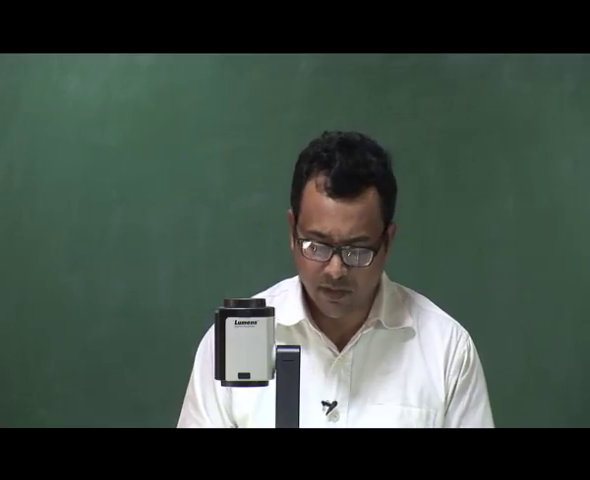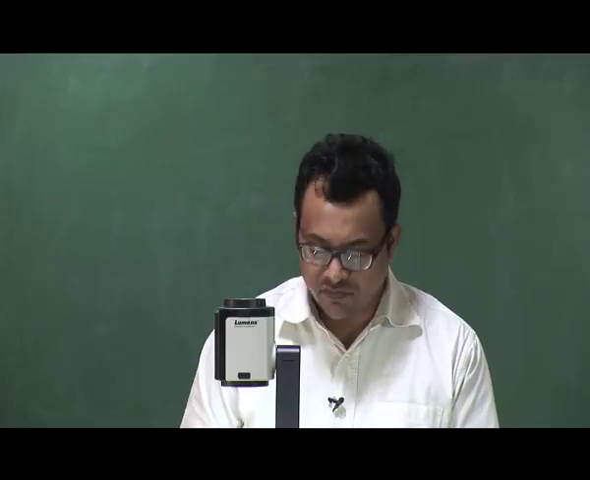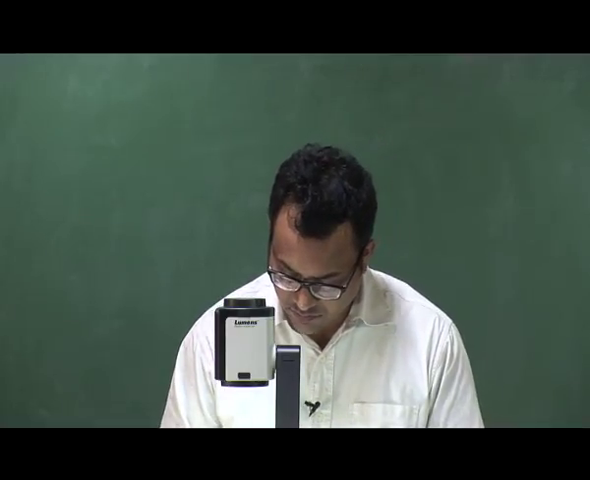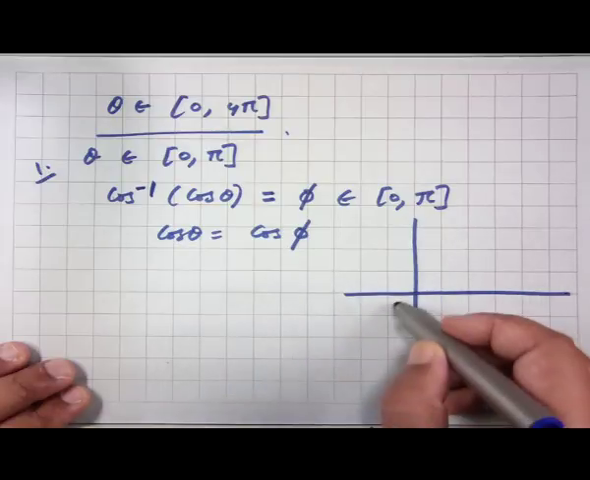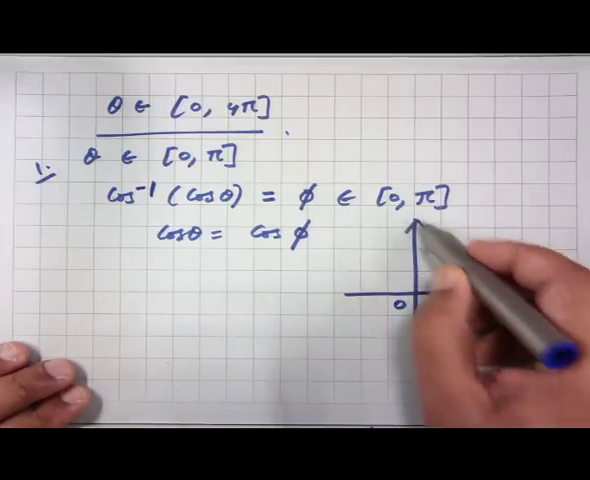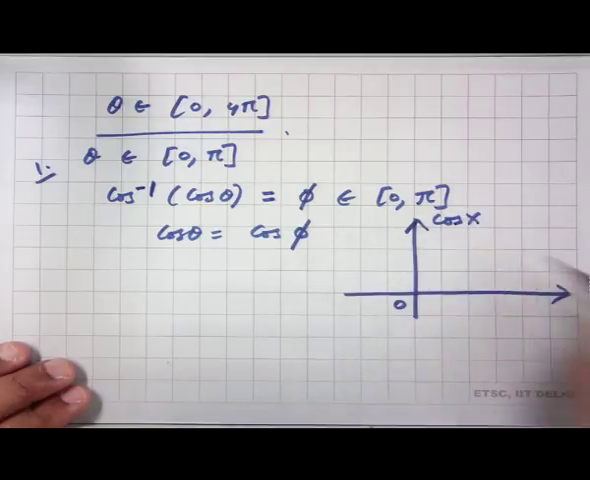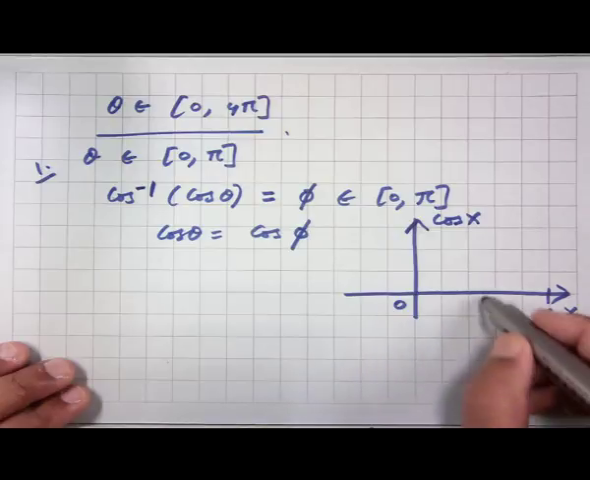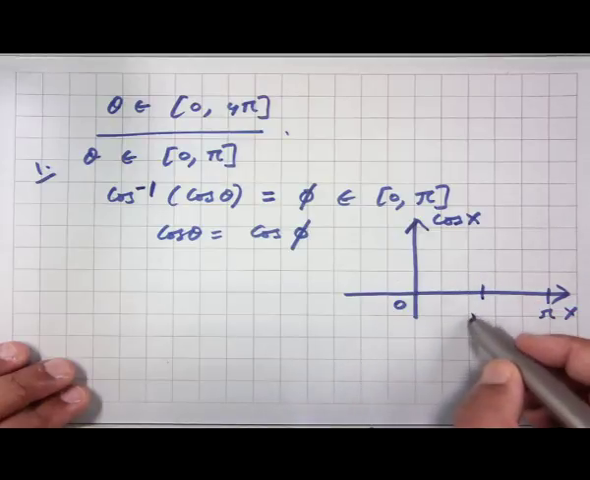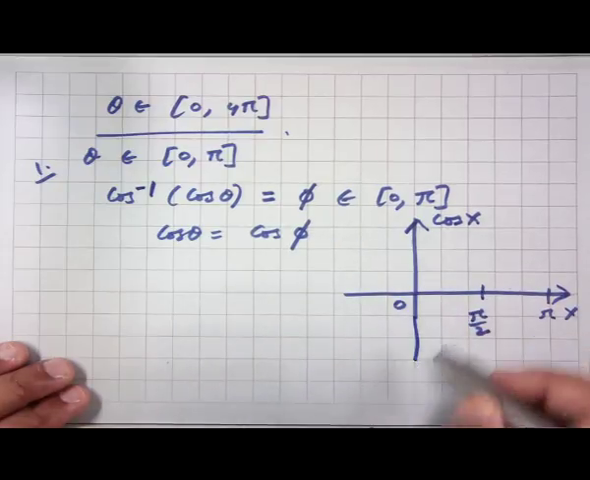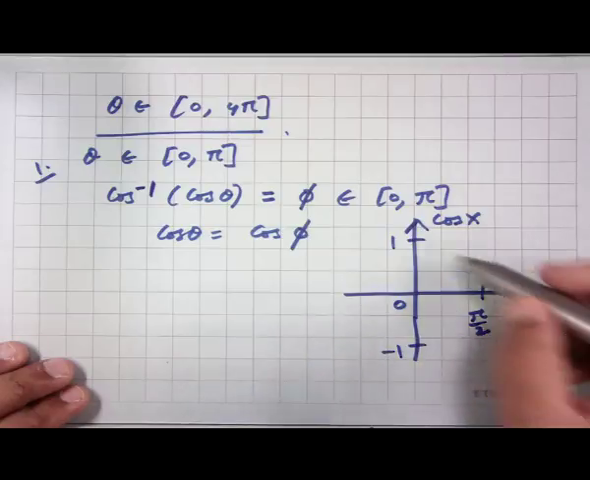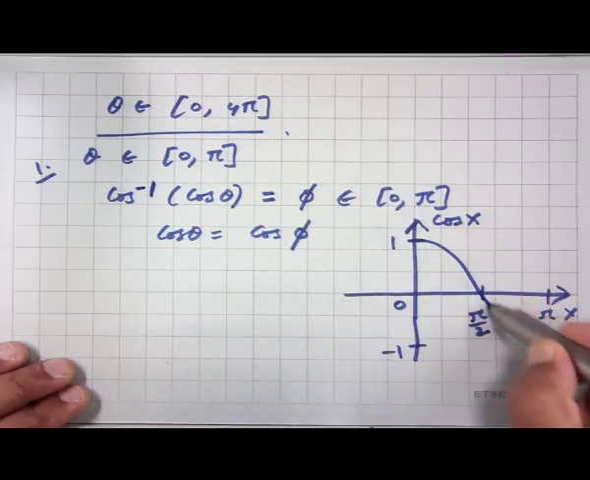Now, we know that in this interval 0 to pi, just like the graph of the sine function between minus pi by 2 to plus pi by 2, if we look at the graph of the cosine function, let me quickly draw it over here. So, if we see the graph of cos x versus x between, let us say, 0 to pi, let us say this is pi over 2, this is 1 and this is minus 1, and the graph is something like this.